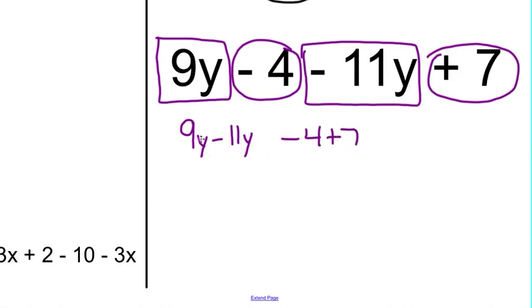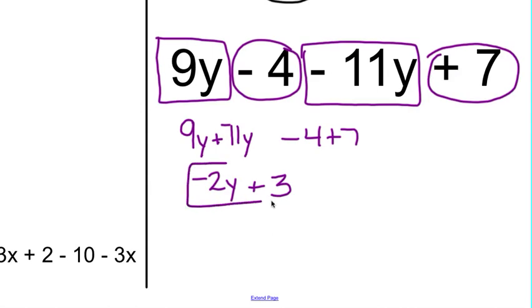Doesn't matter how you solve these. Some of you have picked up enough from the integer work that you can just look at this and know the answer. Others might have to go tick-tock, which is totally acceptable. The negatives are going to win. They're going to win by 2. So that's a negative 2y here. Here, negative 4 and positive 7, the positives are going to win by 3.